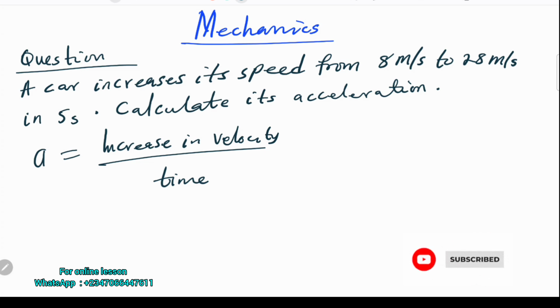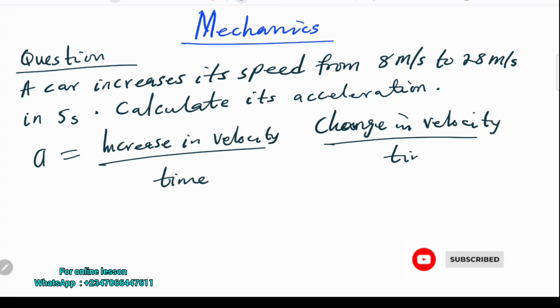So we don't just say, as some of you will say, change in velocity. Yes, we already know that change in velocity over time is also acceleration, but let us be specific. There is the opposite of acceleration, which is retardation. That is to say, when the velocity of an object decreases with respect to time. That brings about retardation, and that is called deceleration.